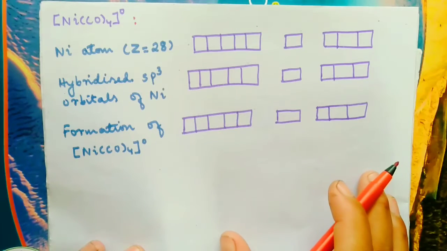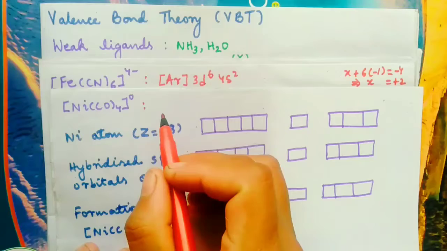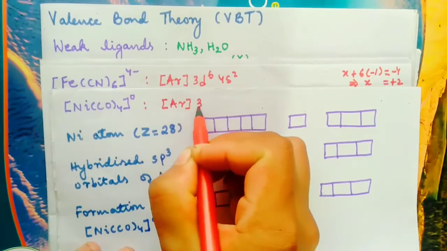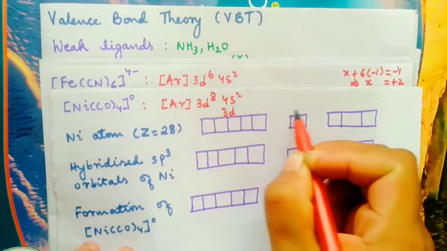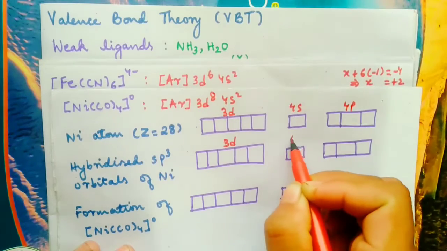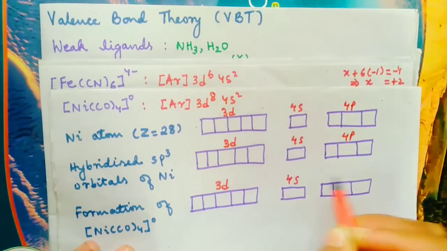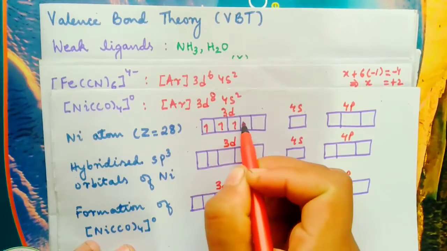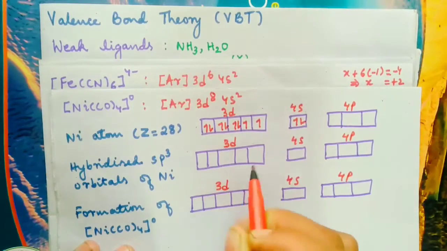What is the atomic number of nickel? It is 28. So the electronic configuration is argon 3d8 4s2. This is your 3d, 4s, 4p. In the 3d orbitals we have 8 electrons, 1 2 3 4 5 6 7 8. In the 4s we have 2.